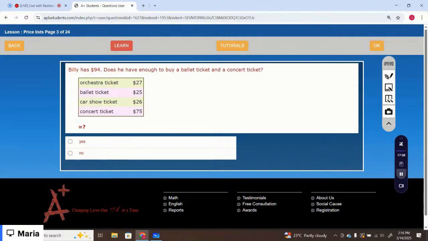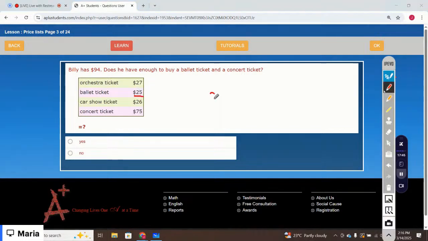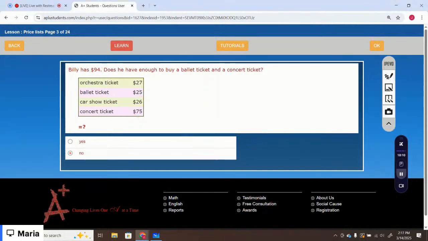Lily has $94. Does she have enough to buy a ballot ticket and a concert ticket? So the ballot ticket costs $24 and the concert ticket costs $75. You have to just add and see if you have enough money. So when you add, 5 plus 5 makes 10, 0, 1 carry. 7 and 9, that is 110. So $100 it is, and she has $94. So she does not have enough money, right? The correct option is no, she doesn't have enough money. Option number 2 is the correct option.